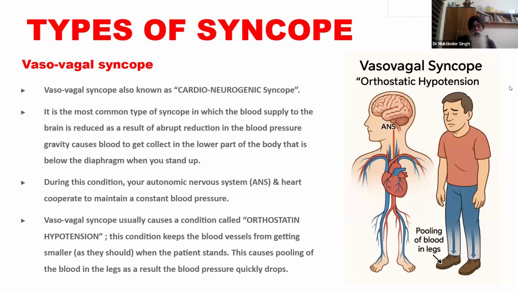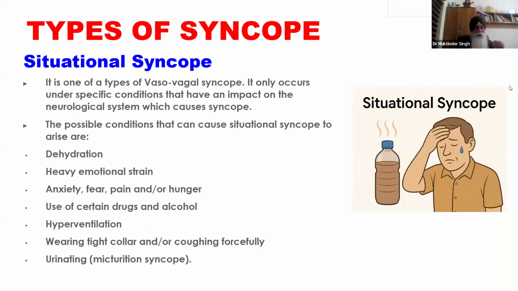So when blood goes down with gravity rather than giving adequate supply to the brain, there is a sudden cut in the blood supply, which the brain takes as an alarming sign and it suddenly shuts itself down. So there are different types of syncope. One is situational syncope, which is one of the types of vasovagal syncope. It occurs under specific conditions that have an impact on the neurological system.